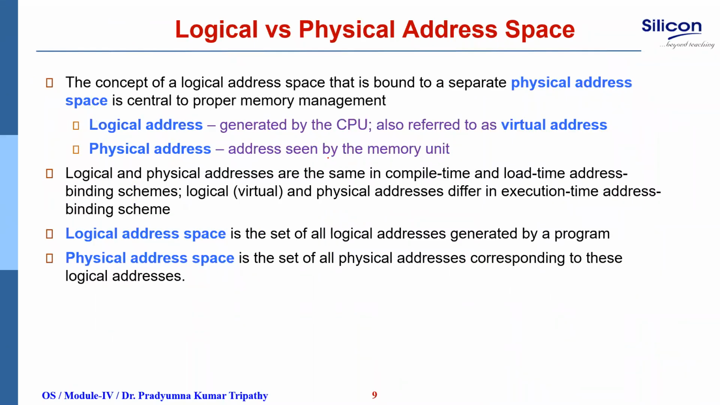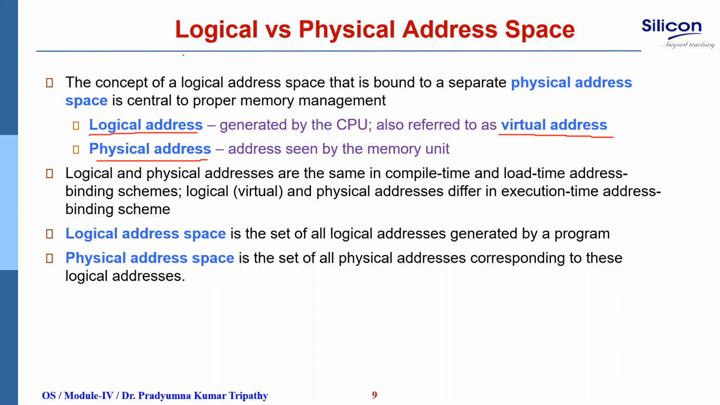Okay. So now we'll go for logical address space and physical address space. The logical address, as I said, is generated by the CPU, and the physical address is the actual address in the main memory. It is also referred to as a virtual address, though not always. In the virtual memory concept we say virtual address, but usually the address generated by the CPU is known as the logical address, and the actual address in the memory is called the physical address.